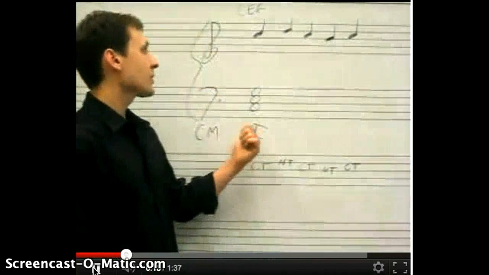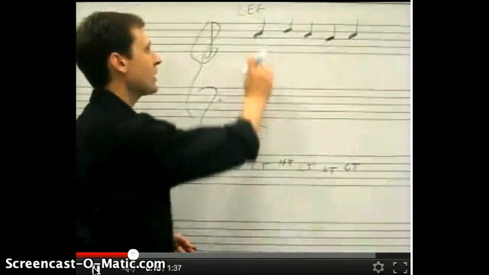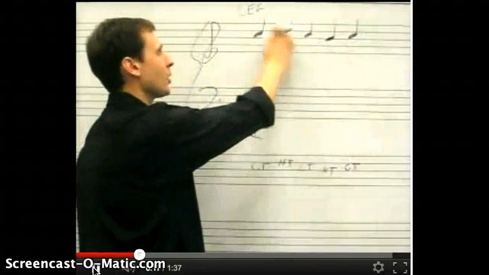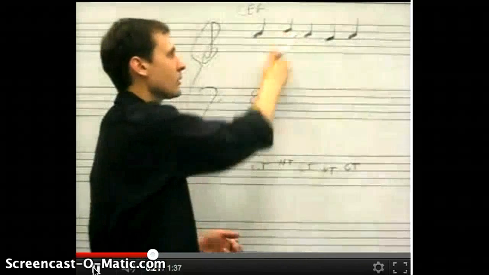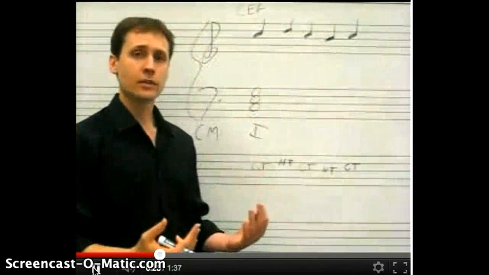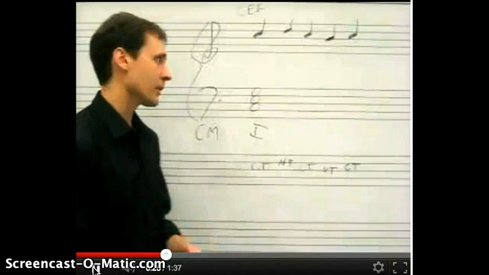If we take a look at this C chord again, we know that this C and this C are both part of the underlying chord. But again, look at this D. It doesn't fit into the chord, so we have to identify it somehow.